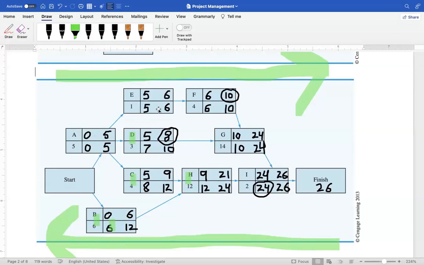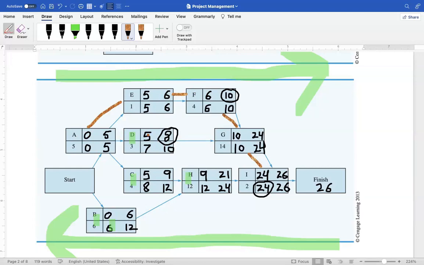E is a critical activity because we do not have any slack here. F is a critical activity again because we do not have any slack here. G is a critical activity because we do not have any slack. I is a critical activity because we do not have any slack. So you can see that the critical path is this one: A, E, F, G, and H. This is the critical path, which means we cannot afford to delay these activities, because if something happens in these activities, it will affect the whole project.